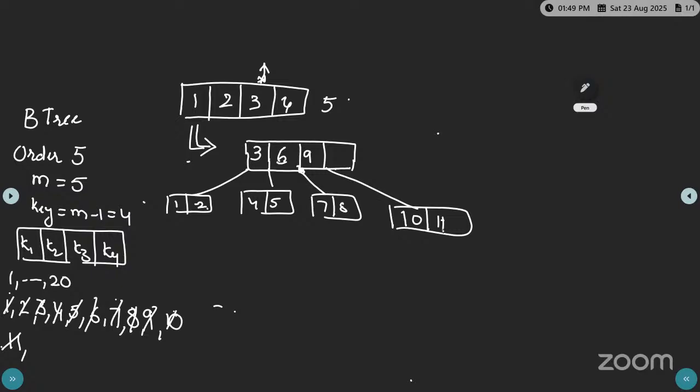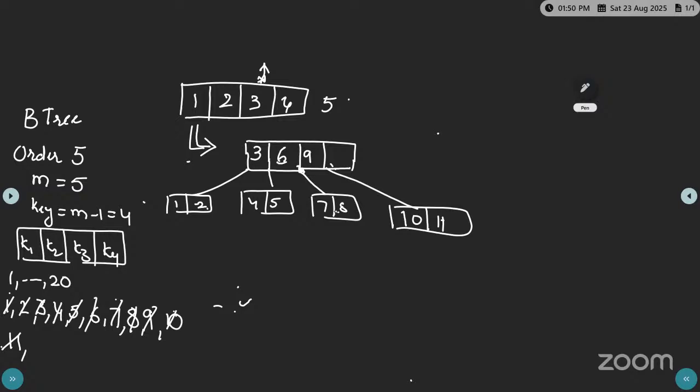10, 11. You divided, right? 9 moves one level up, and divided 7, 8 to the left side of 9 and 10, 11 to the right side of 9. Left side 7, 8, right side 10, 11. Any doubt? Yes, correct? Till now, no doubt.